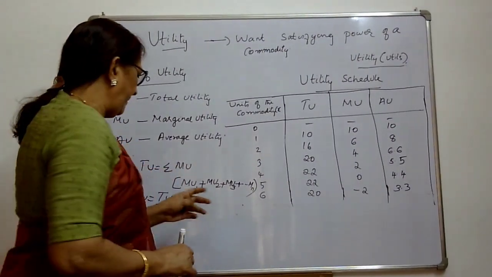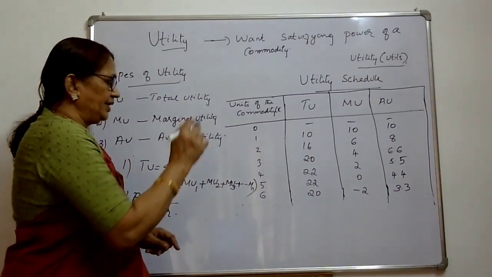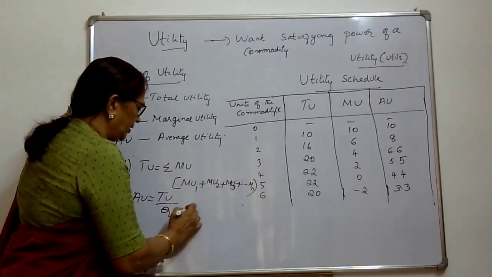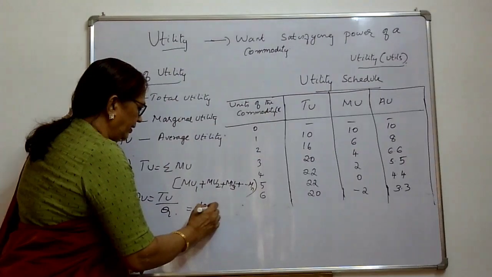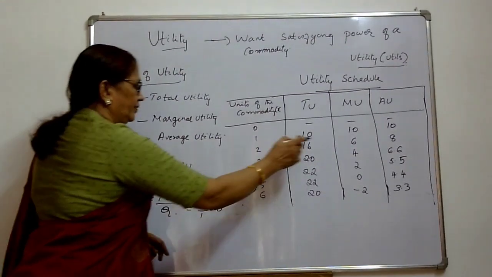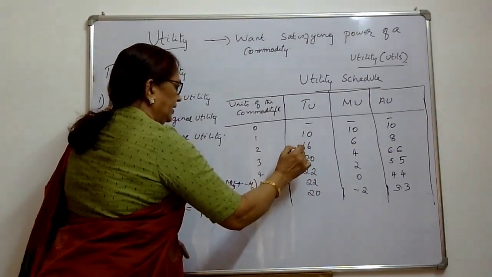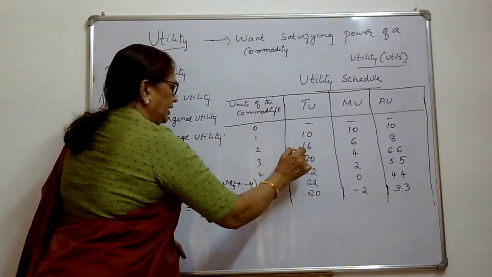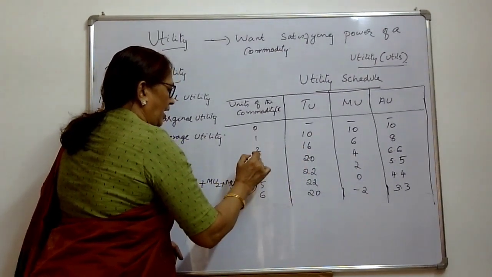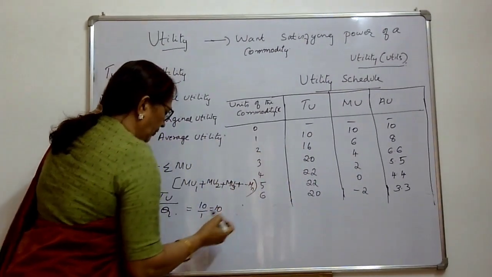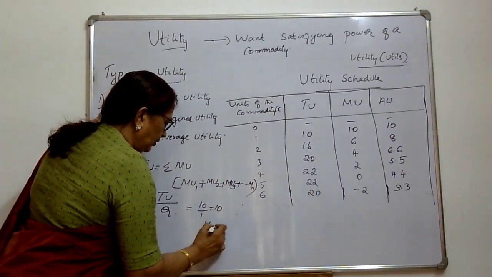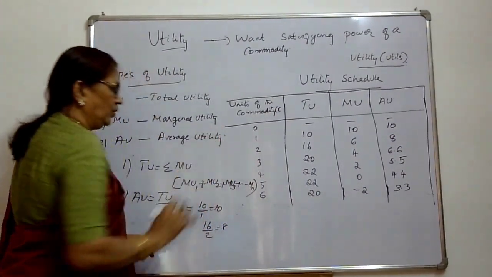And one example I will show you. 10 by 1, 10. Then second unit, total utility 16. How many units consumed? 2. 16 by 2, 8, and so on.